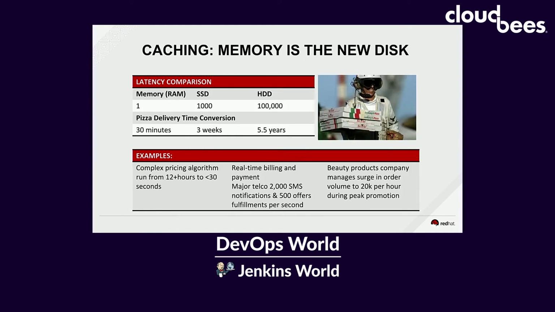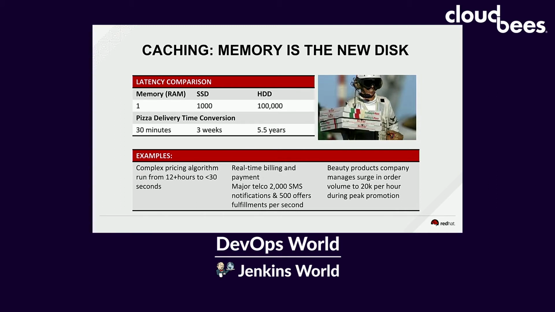Okay, let's move on to data and caching. To give you a quick visualization, think about how long a typical pizza takes to deliver to your house. Typically it's around 30 minutes. We'll set that as the baseline. If that's coming over memory, it takes 30 minutes. If it's coming over an SSD, which we typically have in a lot of our laptops today, it will take about 3 weeks to deliver that pizza. If it's coming over a traditional hard drive with platters and moving heads, it's going to take about 5.5 years to get that pizza.